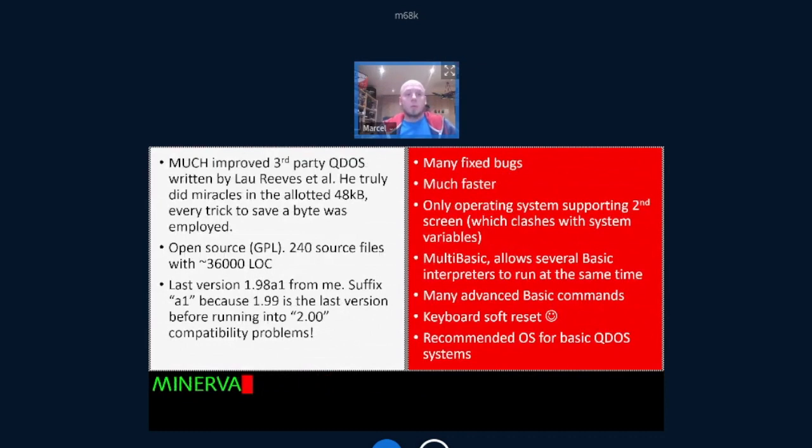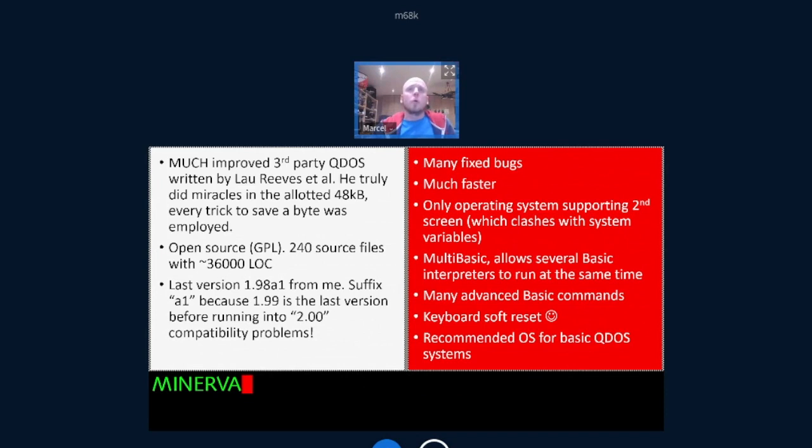A few words about Minerva. It was a much improved QDOS, much, much better than the original. It was mainly written, I think, by Laurence Reeves, and he's a true wizard when it comes to 68000 code. It's quite amazing what he put into 48K. It's open source, you can download it. 240 source files, some 36,000 lines of code. It was much faster than the original, much more refined.